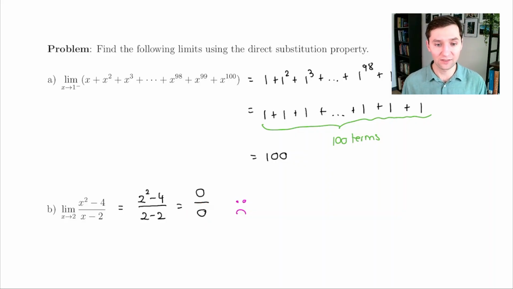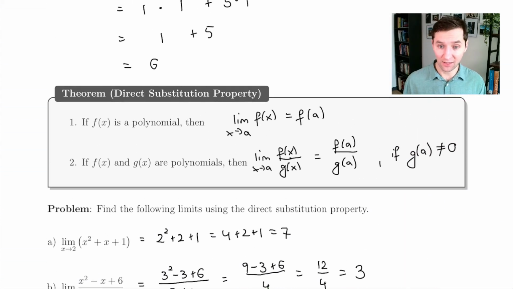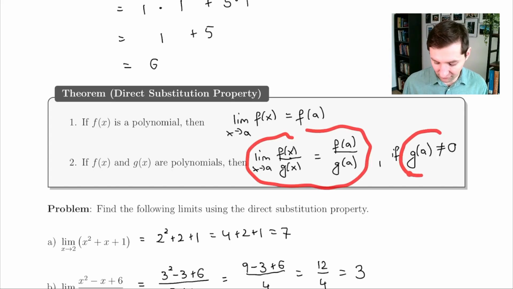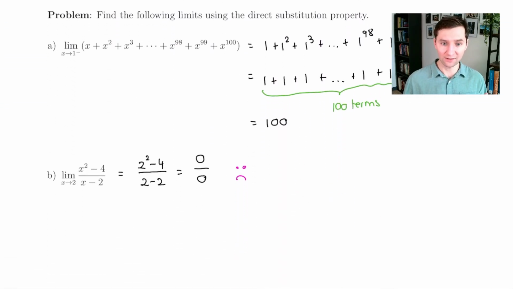I obtained 0 in the denominator. According to the direct substitution property, I'm not allowed to use the direct substitution property whenever the denominator is 0. I can only use it when the denominator is not 0, which means I was not allowed to use the direct substitution property here. So, how otherwise can I compute this limit? Well, we will answer that question in one of the next videos.